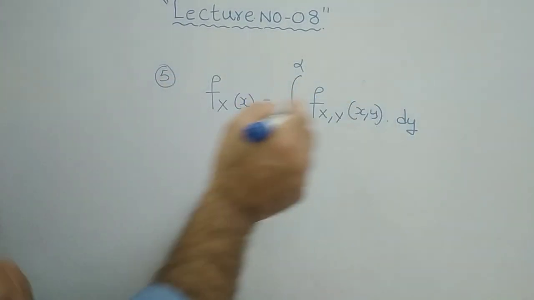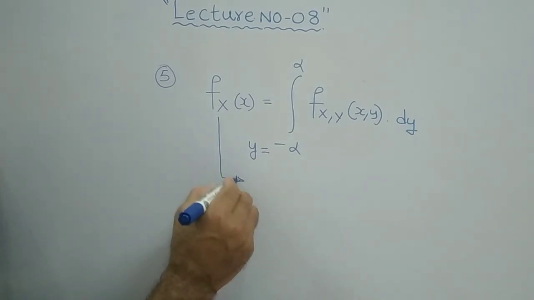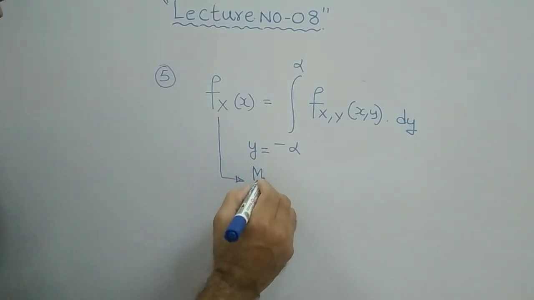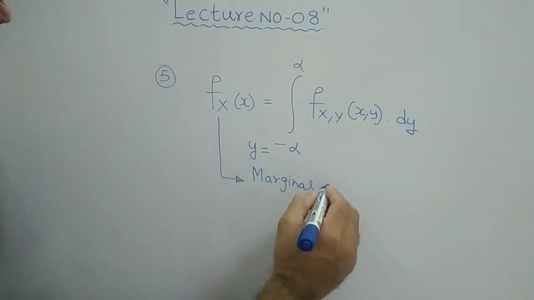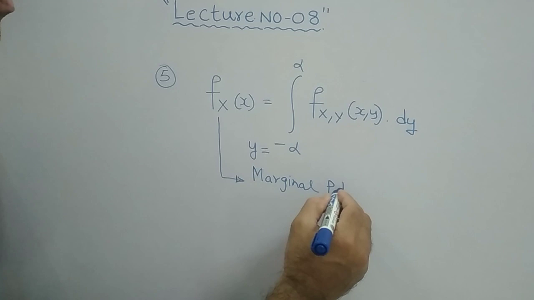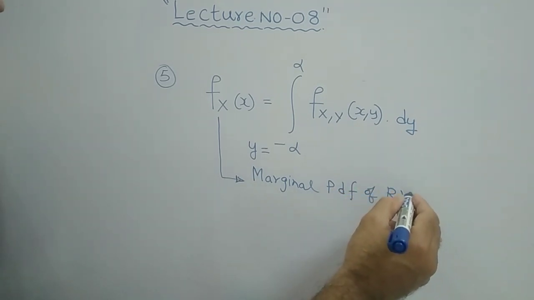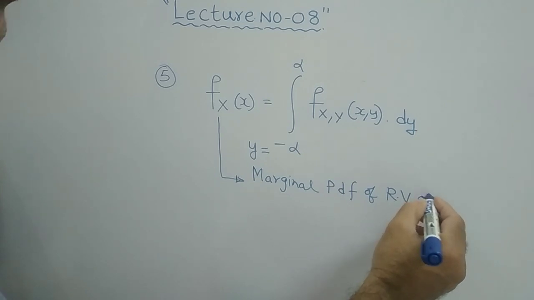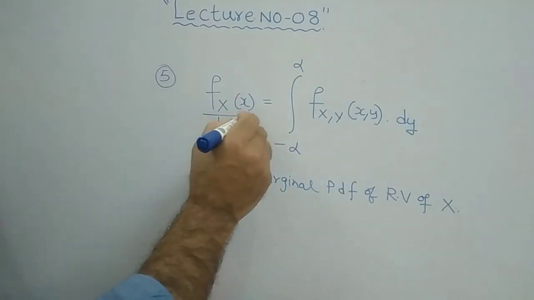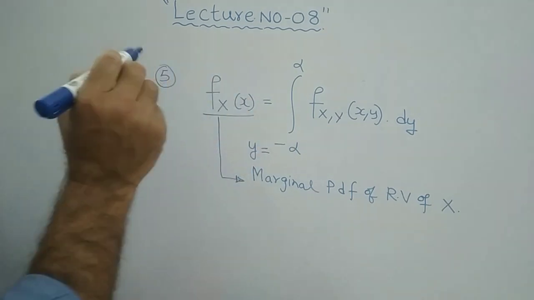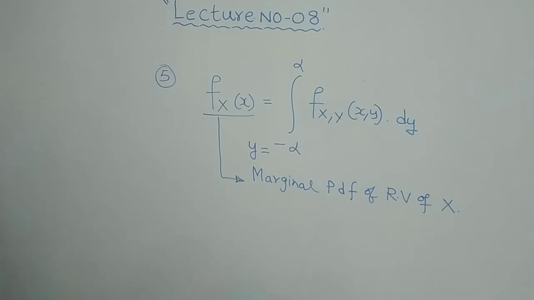In this case, this f of x of x is called the marginal PDF. It is the marginal PDF of the random variable x, the marginal probability density function of random variable x.